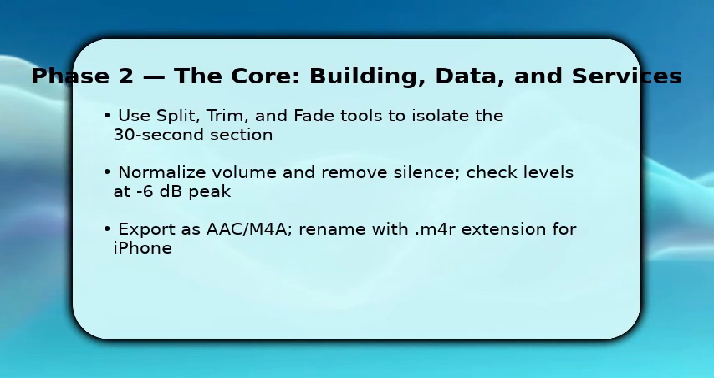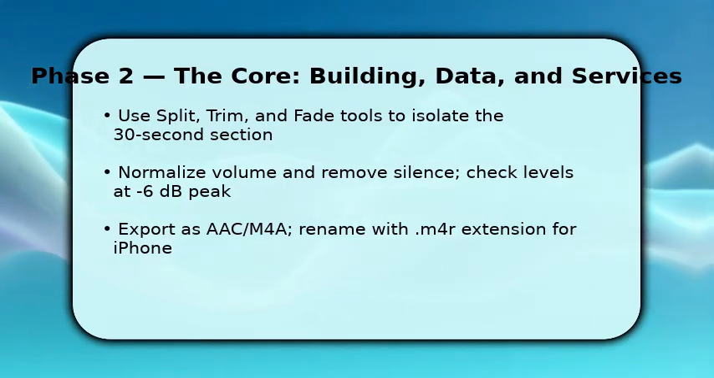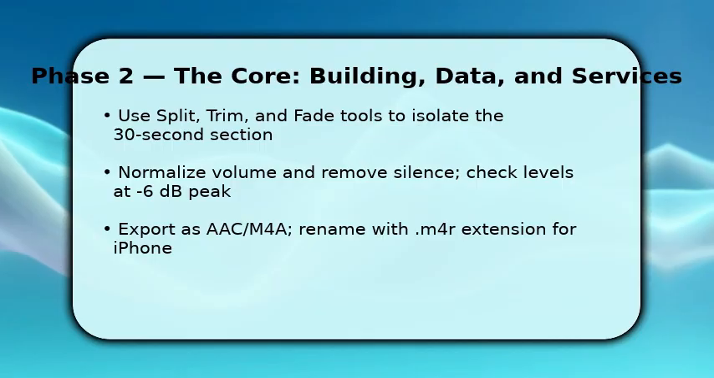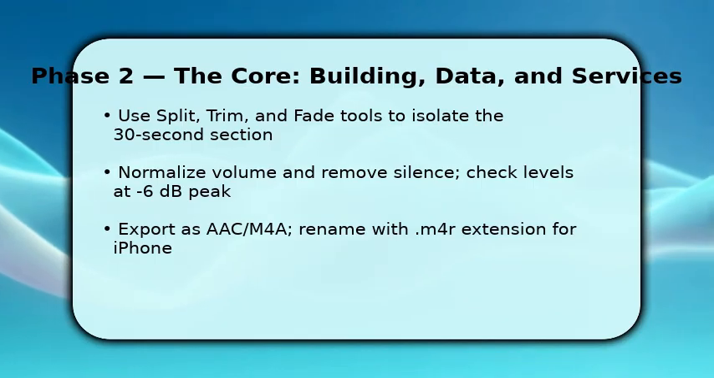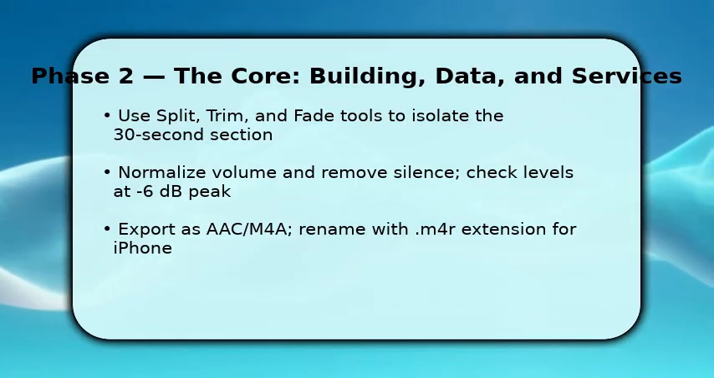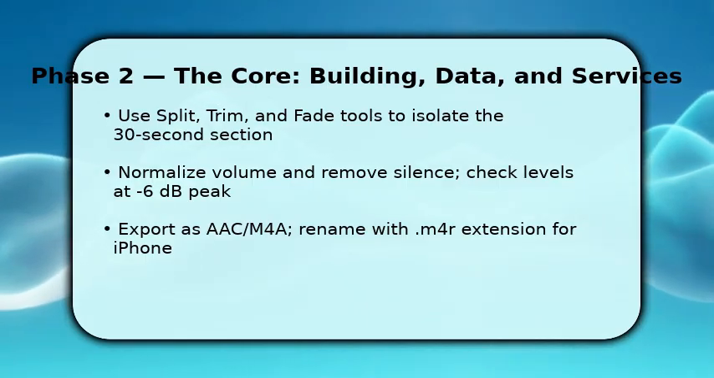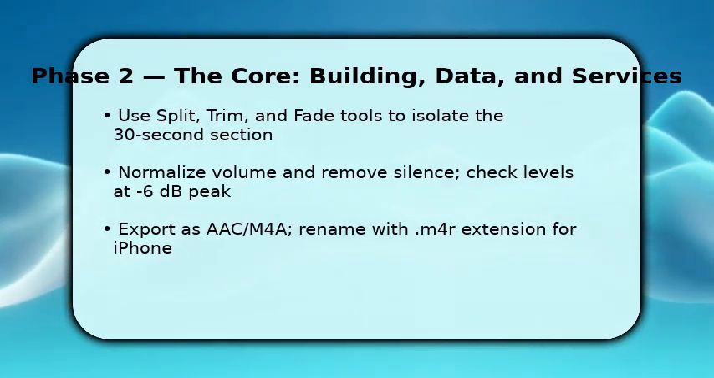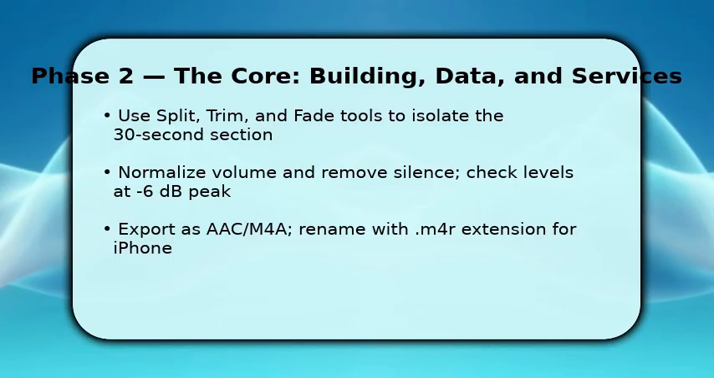Once your clip is in place, focus on precise editing. Split at the start and end points, delete extra bars, and add crossfades so the loop feels natural. You should normalize or adjust gain so peaks sit about -6 decibels. This prevents clipping on the phone. When satisfied, export the selection as an AAC or M4A file, then change the file extension to M4R so the iPhone recognizes it as a ringtone. This conversion is essential for the phone to accept the file.